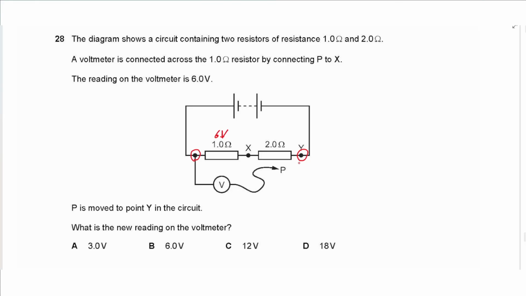What is the new reading on the voltmeter? So basically this is a potential divider circuit or a series circuit where the voltage is proportional to the resistance. So we can use cross multiplication. If 1 ohm takes 6 volts, how much do 3 ohms, which is the total of 1 and 2 ohms, take out of the voltage? So 3 times 6 divided by 1, that will give us 18 volts. So the answer is D.